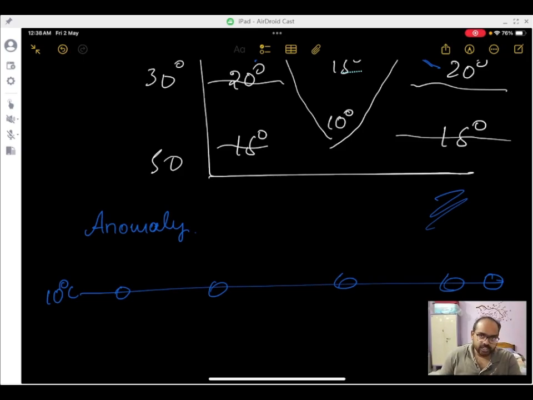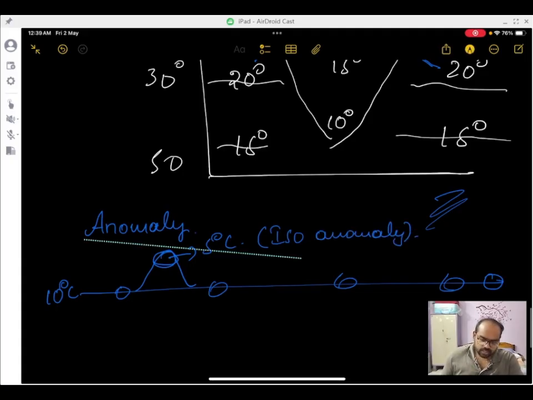there will be places that are not in sync with the isotherm. If this is the 10 degree centigrade isotherm, there will be high altitude places where the temperature would be 5 degrees. It is called an anomaly. Okay? Iso anomaly. On the same isotherm, there are places which have different temperatures, or which have temperatures not similar to that isotherm. It is called iso anomaly.